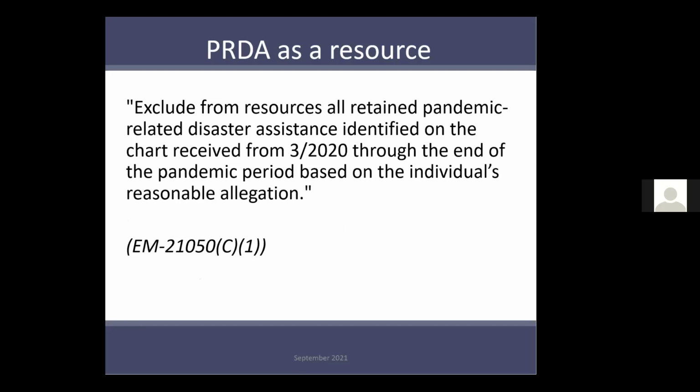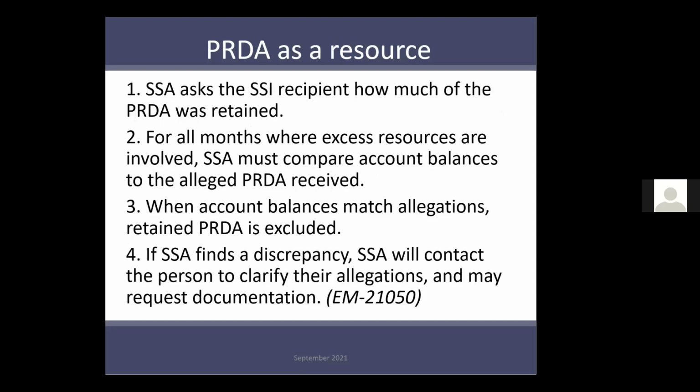Now, they also in their rule go through how Social Security is supposed to consider pandemic-related disaster assistance as a resource. So we just went through how they exclude it as income, and then their rule goes on to say that they are supposed to exclude from resources all retained pandemic-related disaster assistance that they received during the pandemic period, again, based on the individual's reasonable allegation. So once the person has told Social Security, hey, I got this much for a stimulus check, Social Security is then going to try to figure out how much they kept in their account after the end of that month. And they do that through this process, which is again outlined in EM 21050.